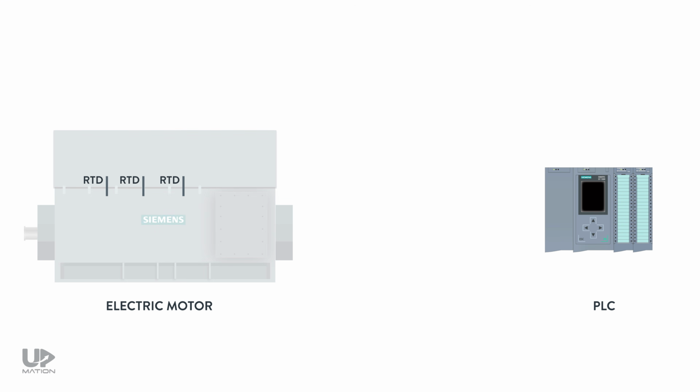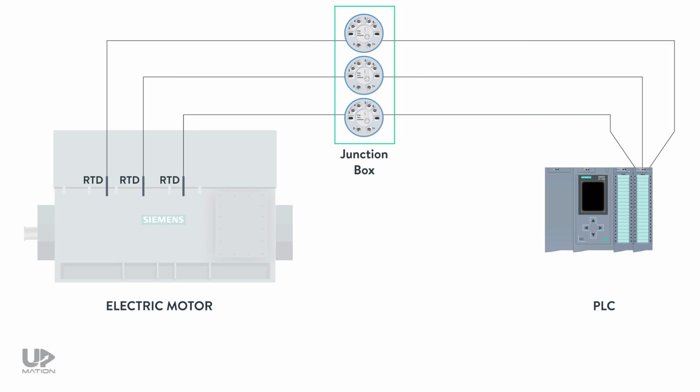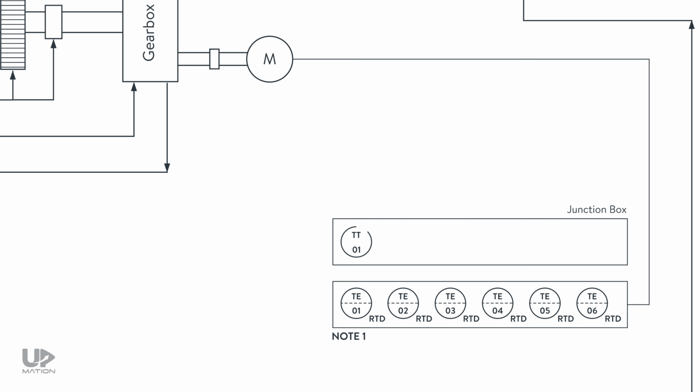These RTDs could be directly connected to the PLC cards, but in this case, they have been connected to some transducers within a local box that is stuck to the motor housing. So in the P&ID, we can use a circle with two parallel dashed lines.